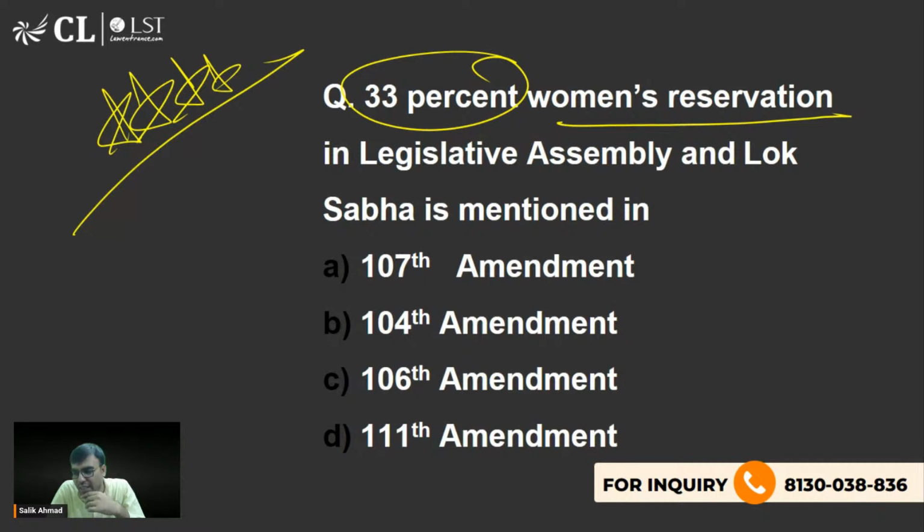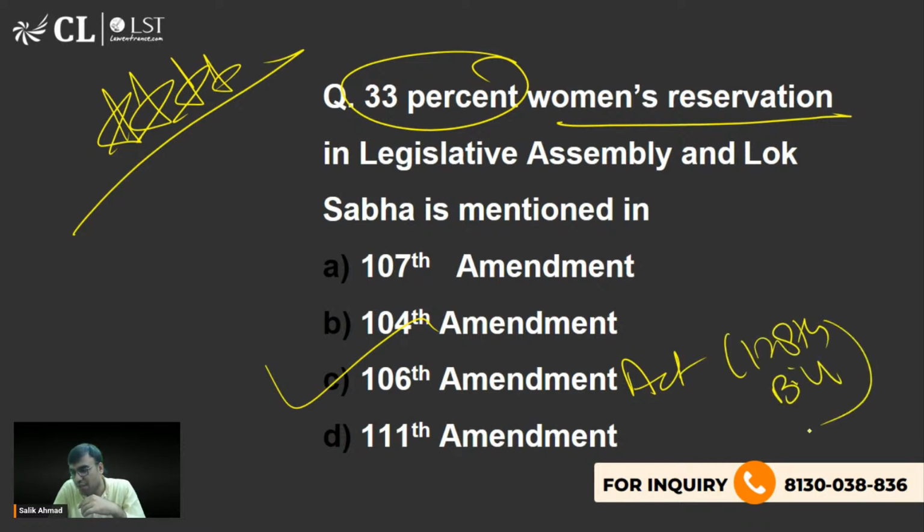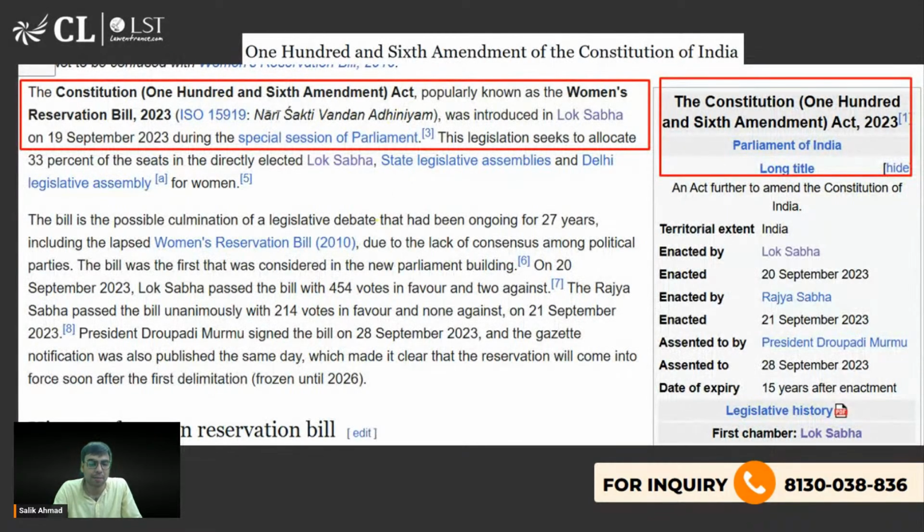Everyone should be answering. Great, Namo. Very good. That's right. 106 Amendment Act, and before it was passed, it was 128th Amendment Bill. Meeli, you are also right. Natasha, you are also right. C is the right answer. ठीक है. So इसको हिंदी में कहते हैं नारी शक्ति वंदन अधिनियम. ठीक है. और वुमेन्स रिजर्वेशन बिल. ठीक है. So that is what you should be knowing.